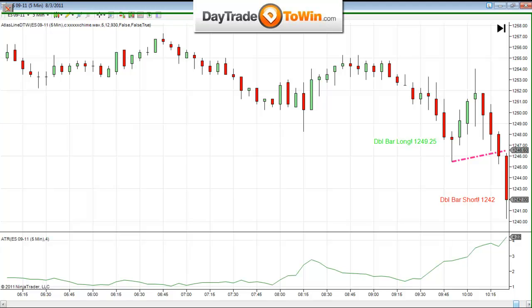Finley asks: does the distance between the Atlas line and price, is it a consideration when entering into the Atlas line trades?